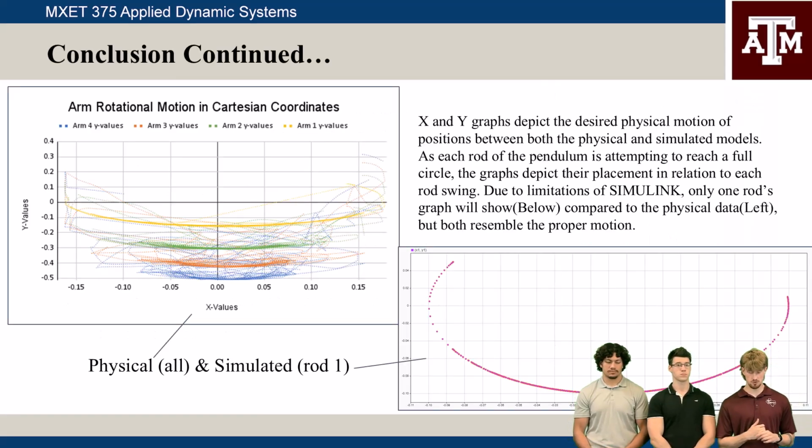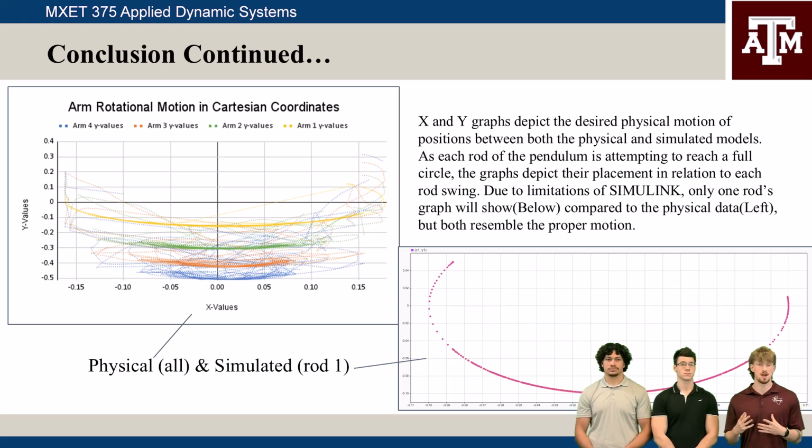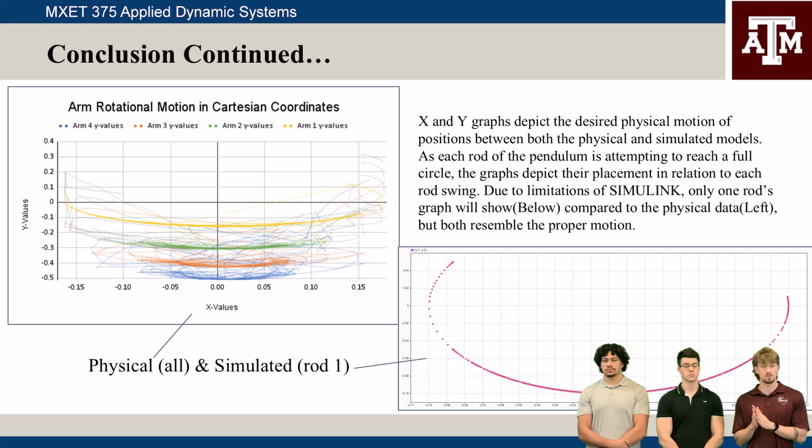And to finalize the actual motion that we wanted to track, it would go into the X and Y graphs. This is just to add on to the previously mentioned motion, in regards to angular position and velocity. This will mimic the X and Y position of each and every rod. So each of the physical motions, generally the positions between both the physical and simulated models, are displayed above. And each rod pendulum is attempting to reach a full circle. That's the whole point of the sporadic motion.